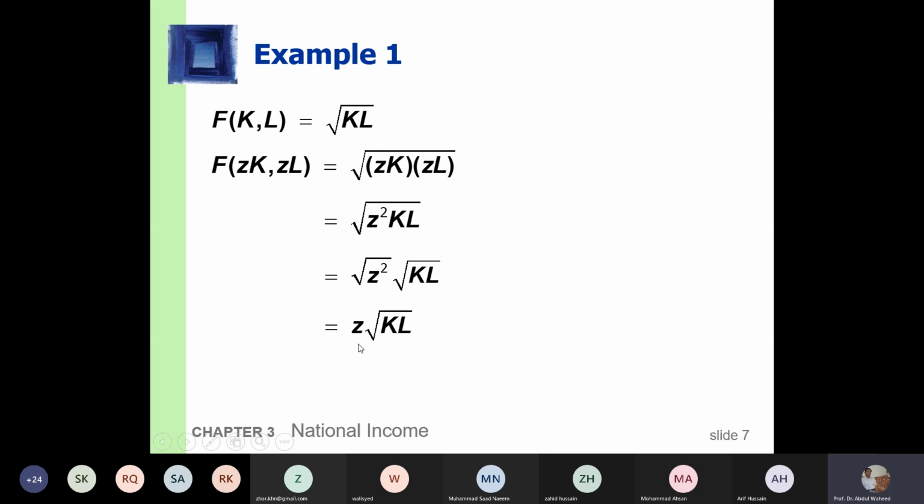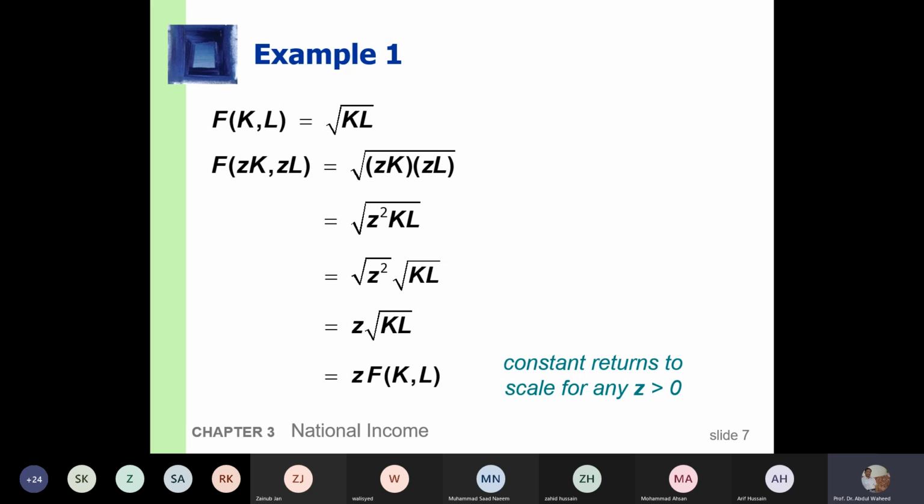So in this case, what type of returns do we have? Constant returns to scale, increasing returns to scale, or decreasing returns to scale? We increase all inputs by Z and output also increases by Z. So what type of returns to scale do we have? Sir, constant. Yes, constant returns to scale. So in this case, we have constant returns to scale.